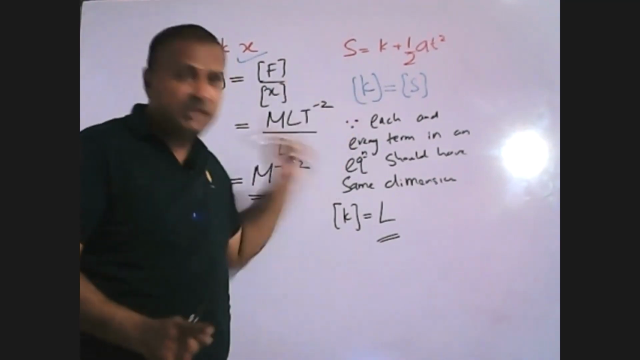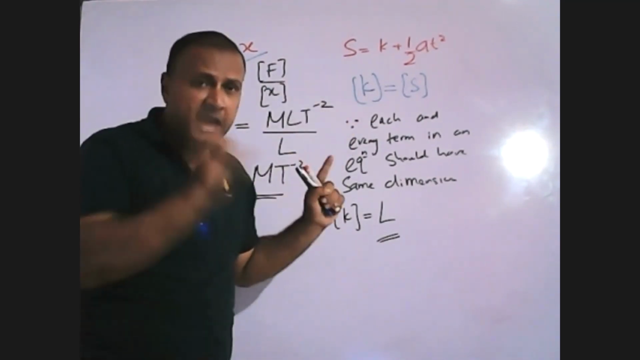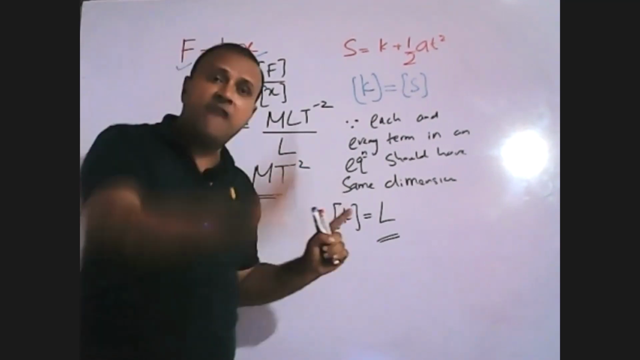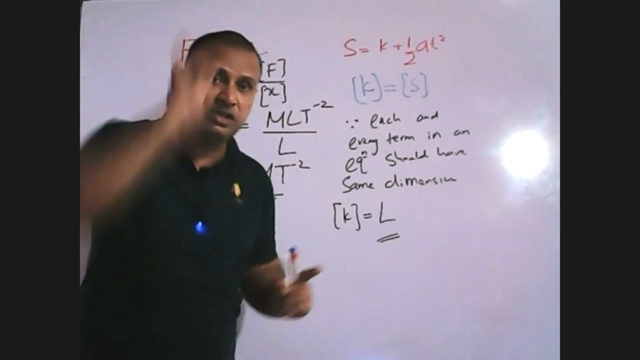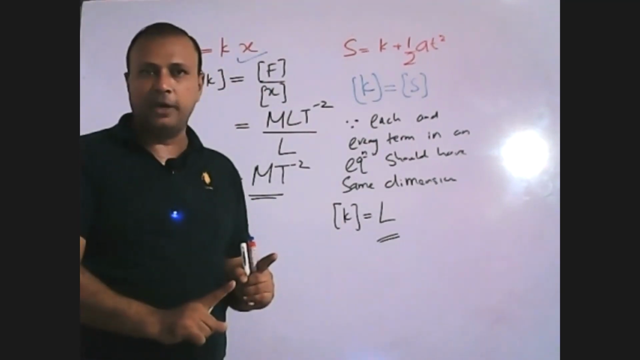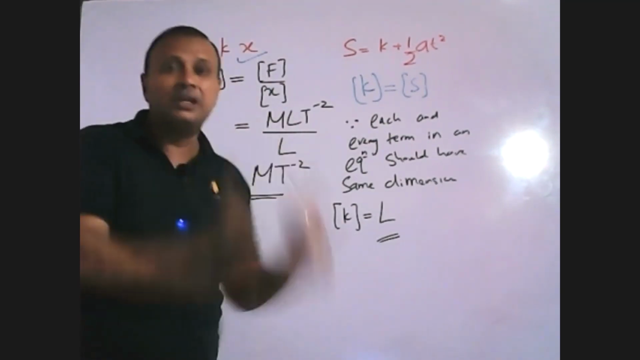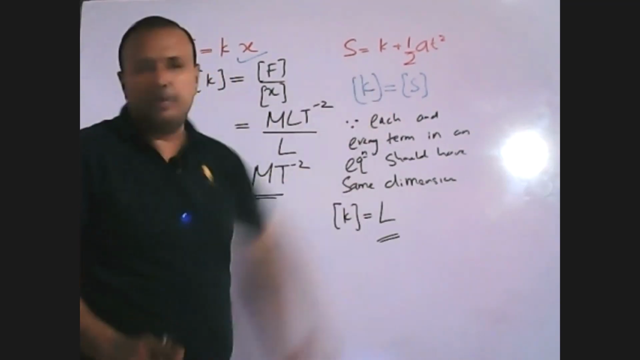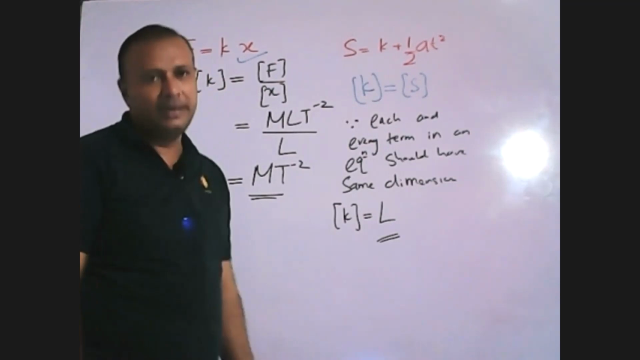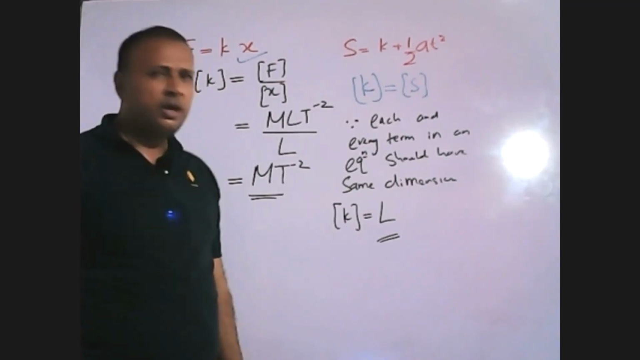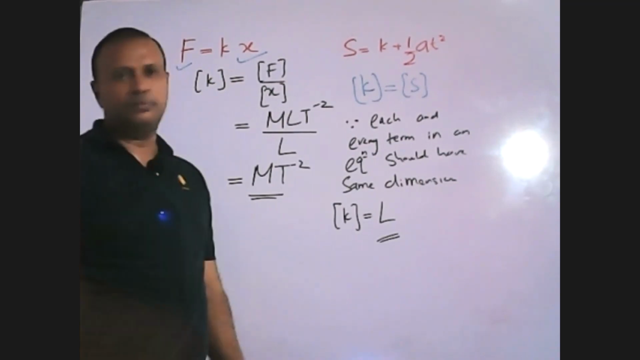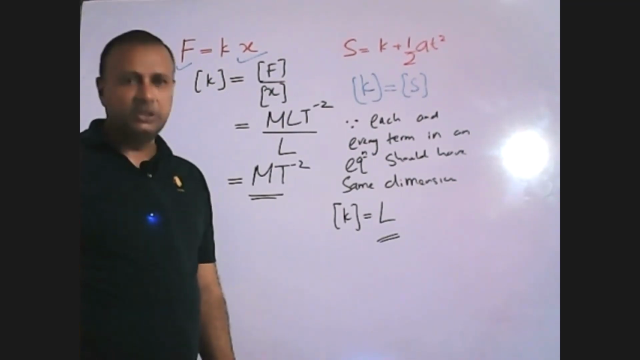Factor number one. If there is an equation, each and every term of this equation should have the same dimension. According to that logic, according to that argument, you can simply determine the dimension of k. You don't want to calculate this one. You don't want to subject it.